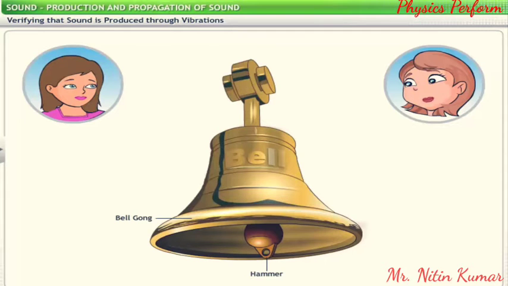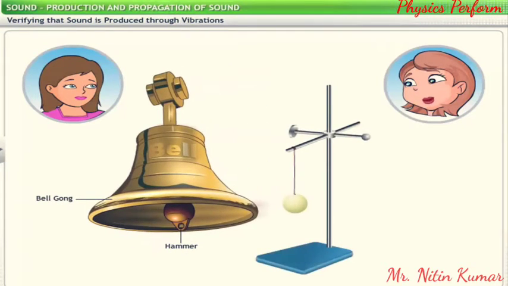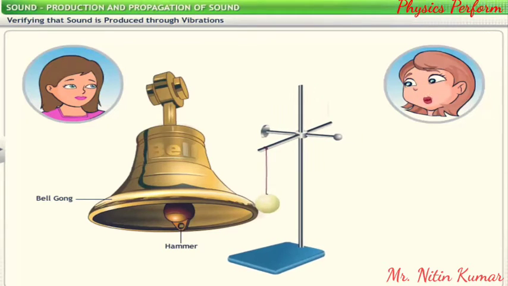Now, suspend a table tennis ball with a string to a stand. And then, gently bring the ball in contact with the ringing bell. You will be able to see the ball flicker away from the bell and start swinging. This is because the bell is vibrating. This confirms that the sound of the bell was being produced due to vibrations.